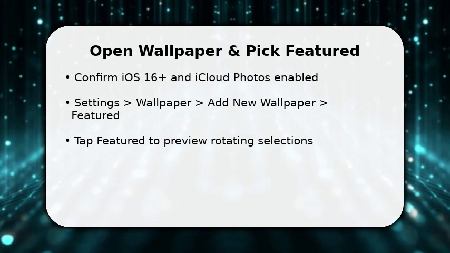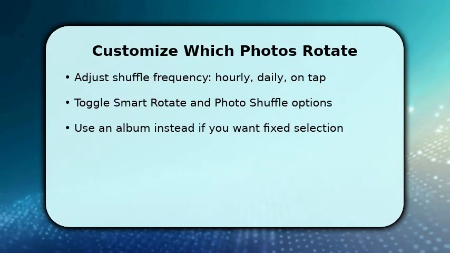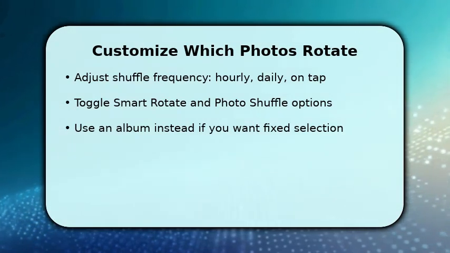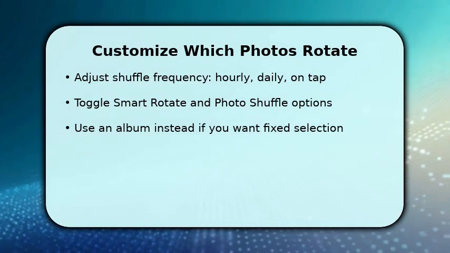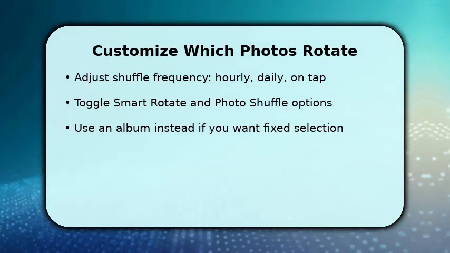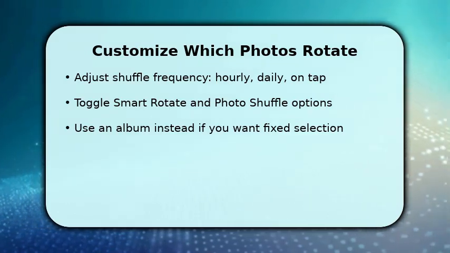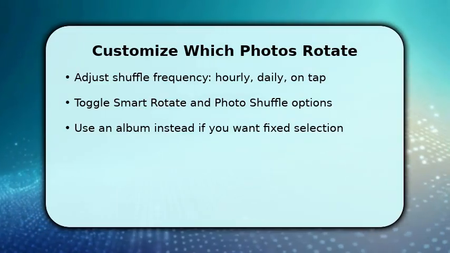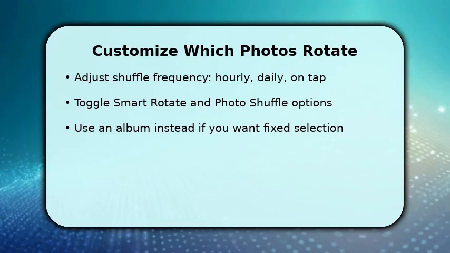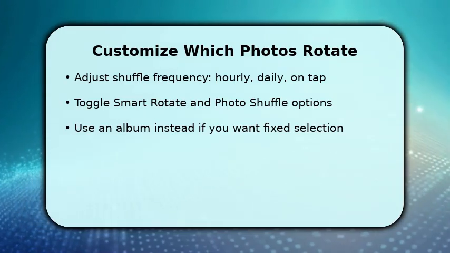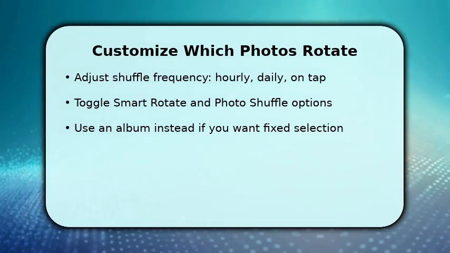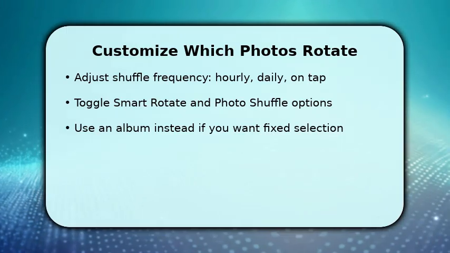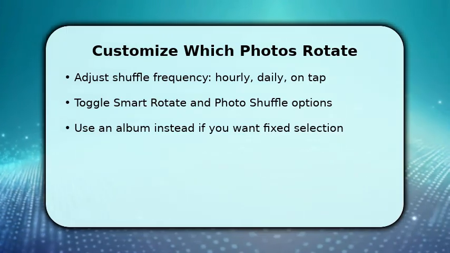Now refine what appears. Tap Customize or Options to set shuffle frequency, hourly, daily, or only when tapped, and enable Smart Rotate to let the system prioritize faces and high-quality frames. If Featured pulls images you don't want, exit and pick Photos, select Album, or create a dedicated album in Photos and choose it instead. Once you select an album, the shuffle will only use those images.